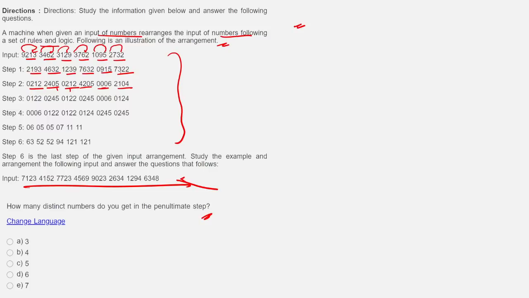Let's see, 2193. If I add them, 2 plus 1, 3, 9, 12, 15, 16. No, it is not matching. Can I have any other possibilities? Okay, can I subtract, 2 minus 1? No. 9 minus 3, 6? No. Multiply: 2 ones are 2, yes. 9 threes are 27. No, this is 12.